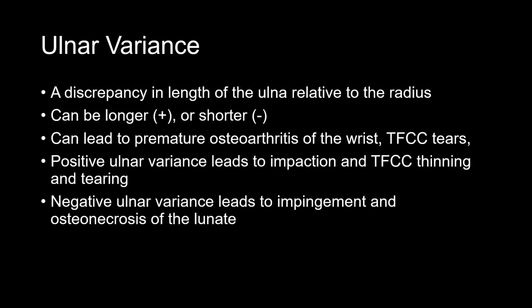Some congenital anomalies and normal variants. Ulnar variance is a discrepancy or difference in length of the distal ulna relative to the radius. It can be longer or shorter, and if it is shorter, it tends to lead to TFCC tears, versus if it's longer, it can impact or crush the TFCC, leading to also thinning and tearing. If you have a negative or shorter ulnar variance, then you can have impingement and osteonecrosis of the lunate.